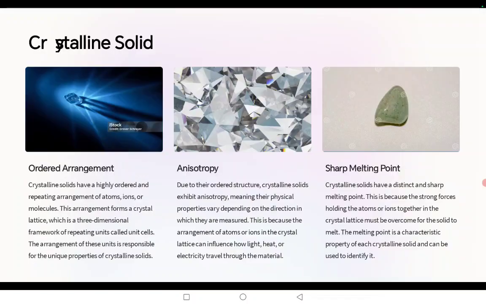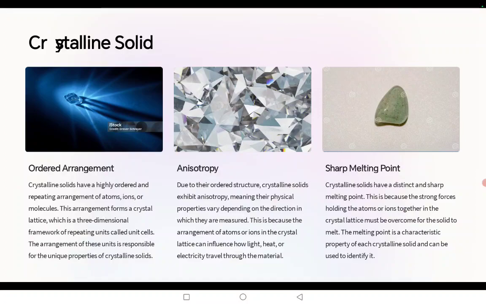Now, solids are of two types. One is called crystalline solid and the second is called amorphous solid. Crystalline solids have a highly ordered and repeating arrangement of atoms, ions or molecules. This arrangement forms a crystal lattice, which is a three-dimensional framework of repeating units called unit cells. The arrangement of these units is responsible for the unique properties of crystalline solids.